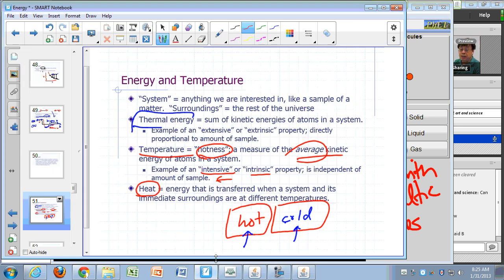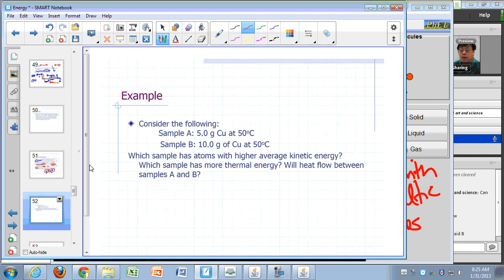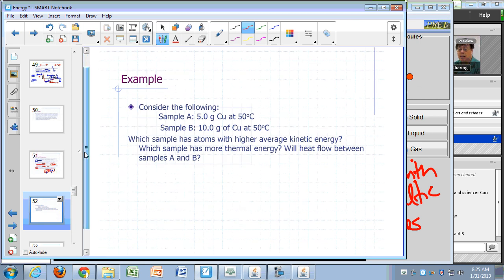All right. So heat is energy that's transferred when you're putting two things at different temperatures together. So let's have a quick example here. Let's say you have 5 grams of copper at 50 degrees, and 10 grams of copper also at 50 degrees Celsius. We have the same temperature, so what does that tell you about the average kinetic energy? Same temperature, same average. The answer to this question is neither. Which sample has higher average kinetic energy? Neither one, because they both have the same temperature.